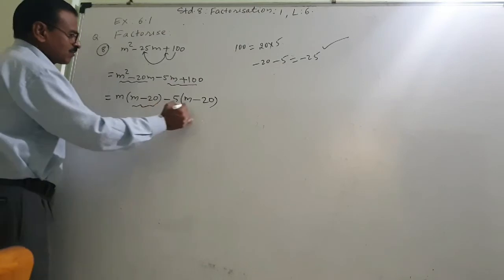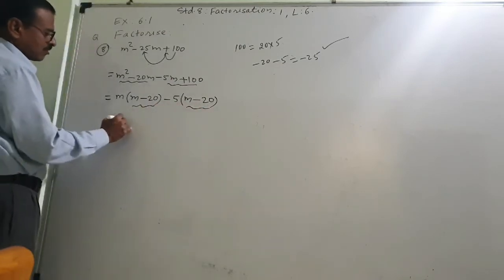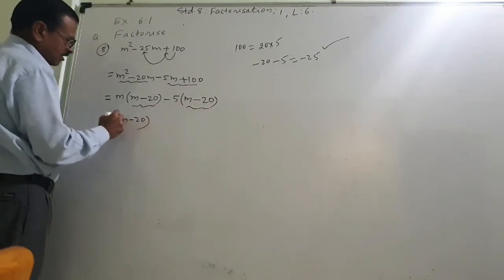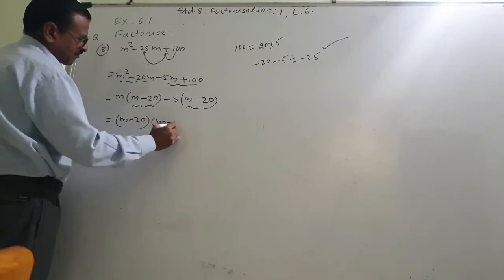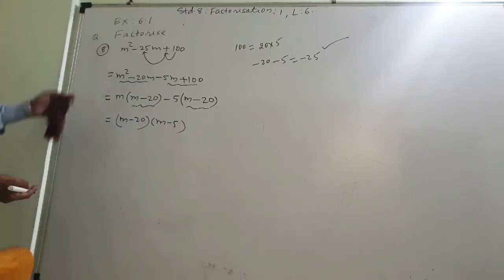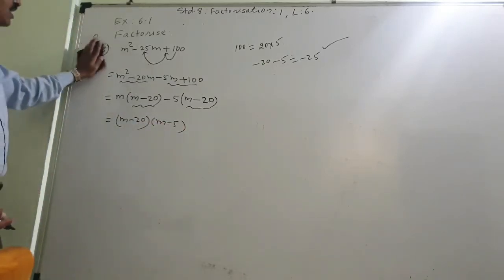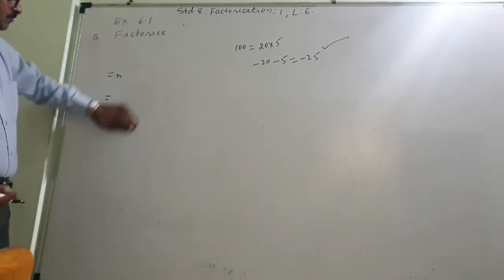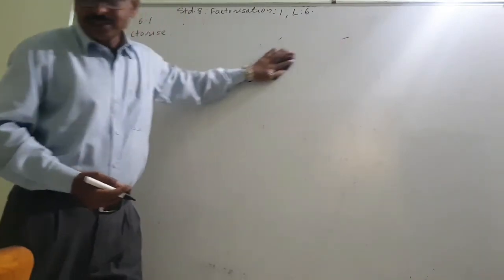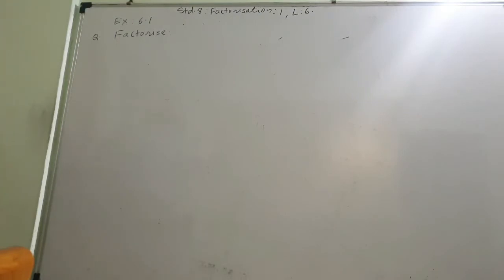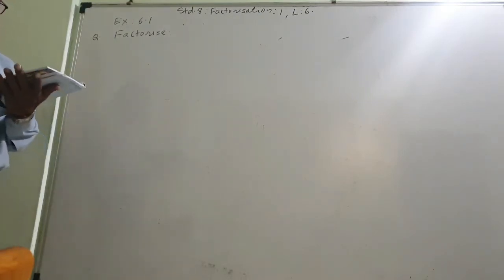Now see that these two brackets are same. So that is equal to m minus 20 into another bracket m minus 5. These are the factors. Hope that you have understood this. This is a very important exercise. That's why I am taking most of the sums out of this.